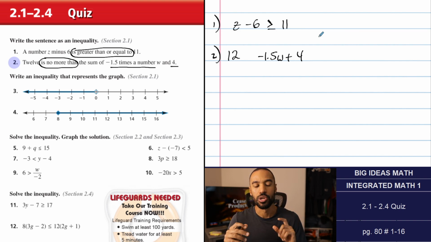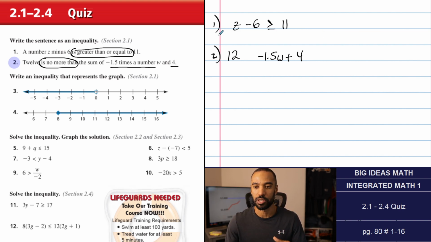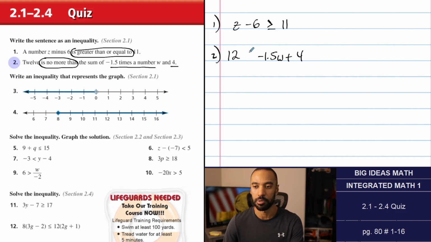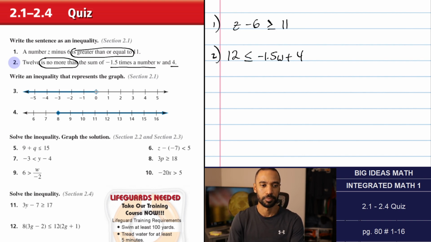Now it says 12 is no more than this, which means 12 can be equal to this or it can be less than this. And that's how we're going to state that. 12 is less than or equal to this because it can be no more than that. If it said it's greater than it, then you'd say, wait a second, you said it couldn't be more than it. So if it can't be more than it, it can be less than it, it can be equal to it. There's the answer to number 2.